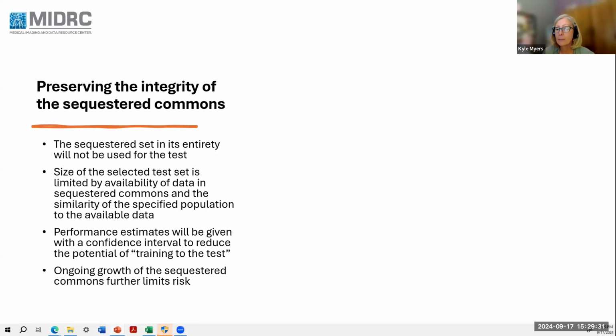to further reduce the potential of training to the test. And finally, because the MIDRC dataset continues to grow, that offers another way in which we limit the risk of learning the test set. Nevertheless, we understand that this is a research problem for our community that is not fully solved. There isn't a closed form solution that says, for my problem, how many times can I use your sequestered data set for repeated testing?